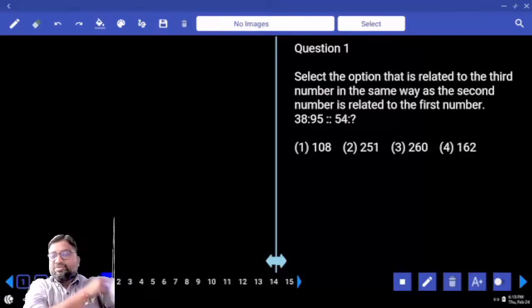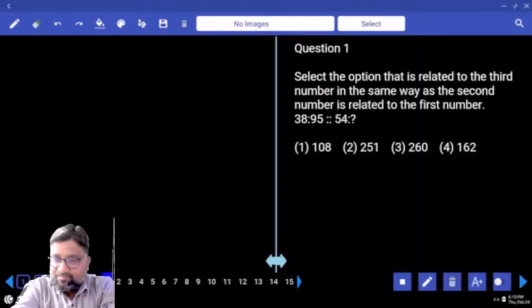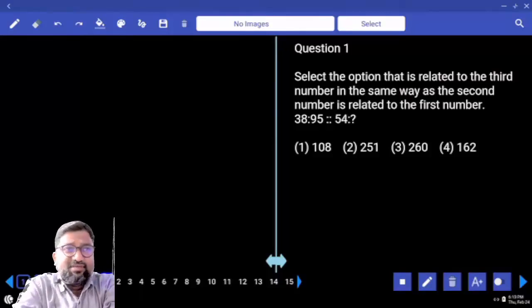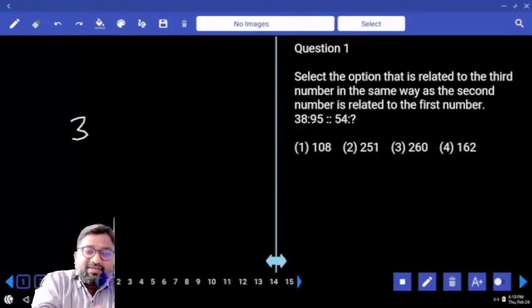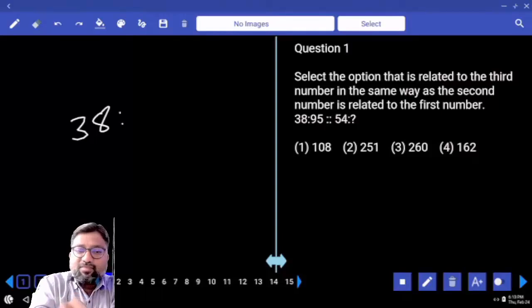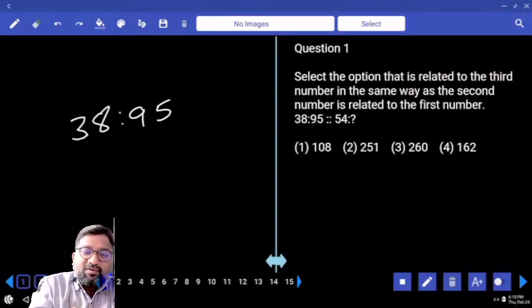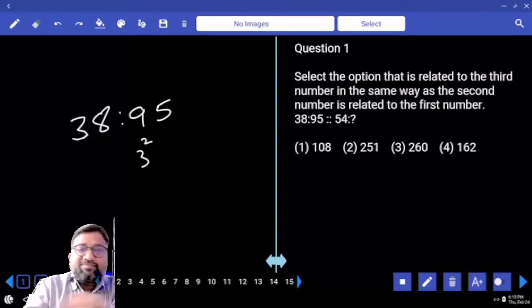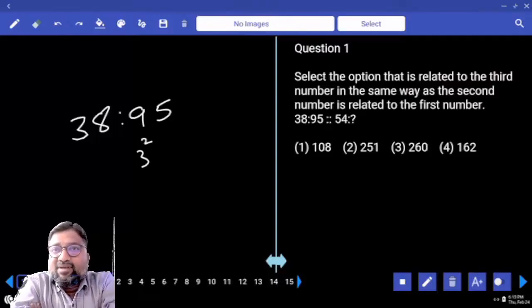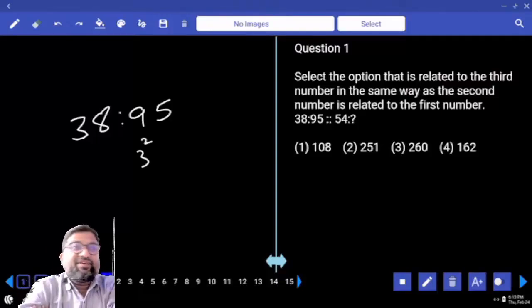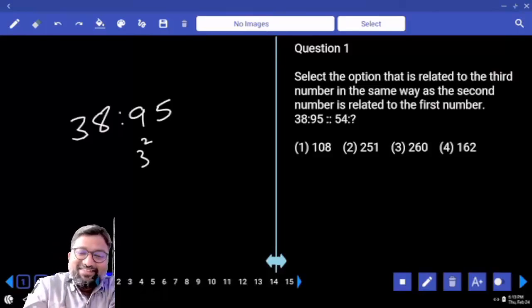This is a question which is based on number analogy. This question is not that easy. Now this 38, any guesses? 3 square is 9 and the difference between 3 and 8 is 5. And this is 95. So first he is going for 3 square and then he is writing the difference between 8 and 3.